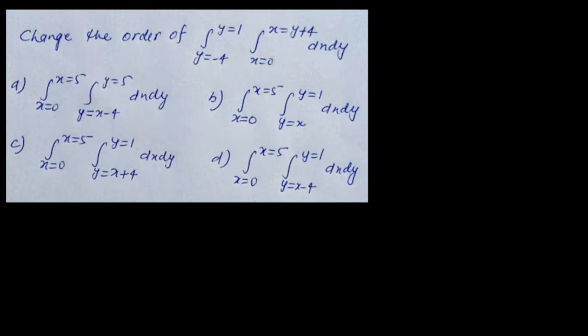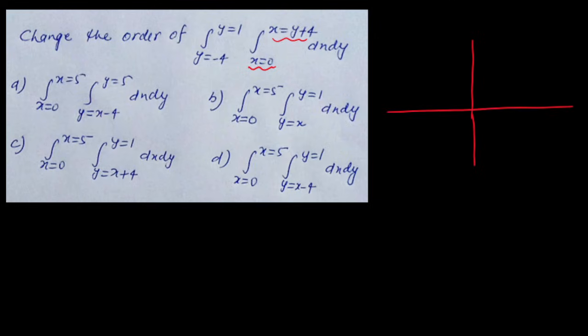Now let's move to the next question, that is, change the order of integration. This is a popular question and we should be able to solve it. It is given that x goes from 0 to x is equal to y plus 4. Let me draw the region over here.